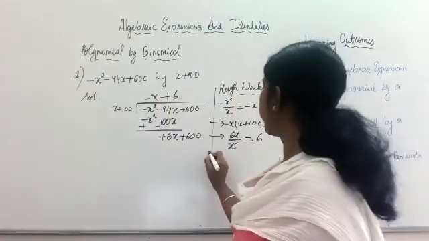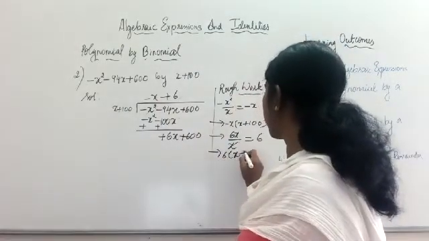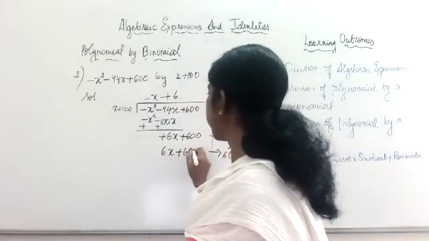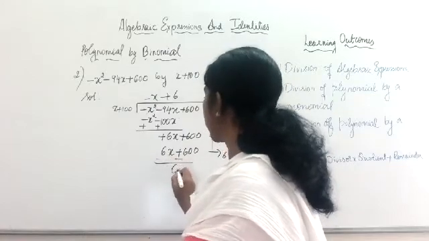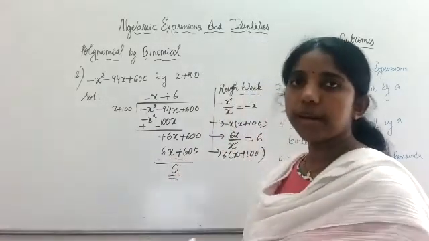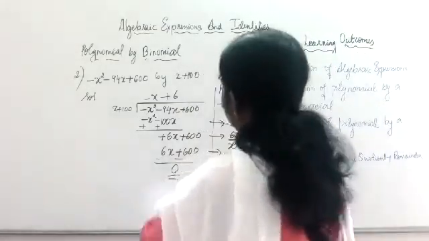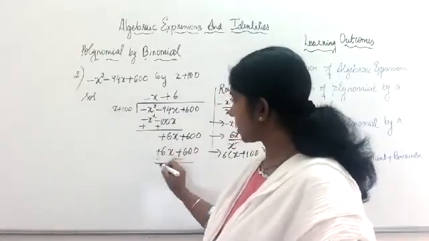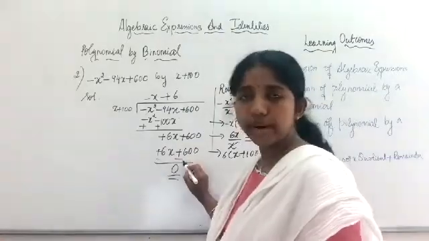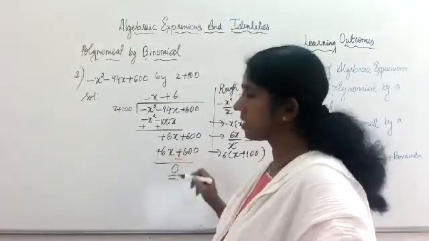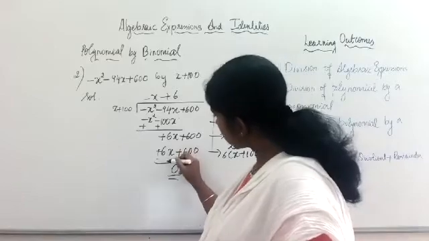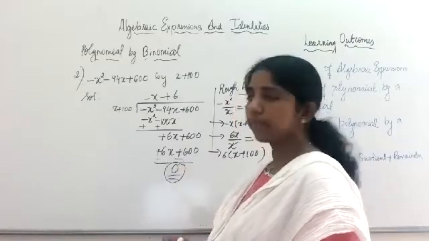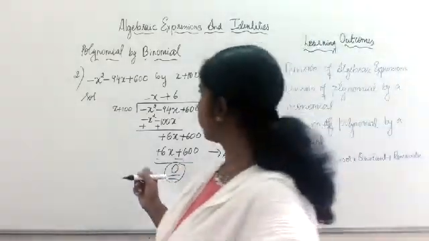Next, again we are multiplying that 6 with x plus 100. So what are you going to get? 6x plus 600. So minus and minus, the answer is 0. Because here I had plus, so plus is changed to minus, this plus is also changed to minus. So plus 6x minus 6x, plus 600 minus 600. So we had a remainder 0.